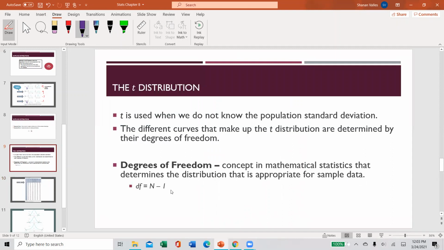Here's what we need to know, right? Sometimes we're like, who cares about that definition? What do I need to know? Well, it's n-1. Super simple, n-1. So if I had 10 people in my sample, my degrees of freedom is 9. If I had 100 people in my sample, my degrees of freedom is 99. It's just n, your sample size, minus 1.